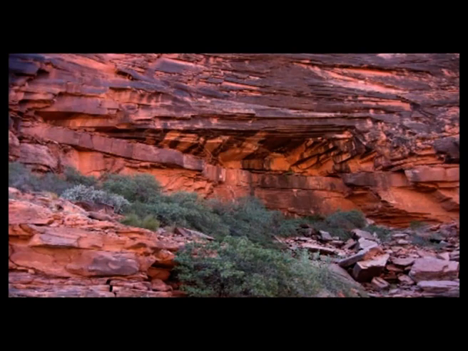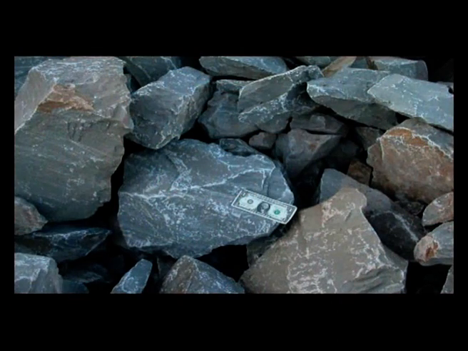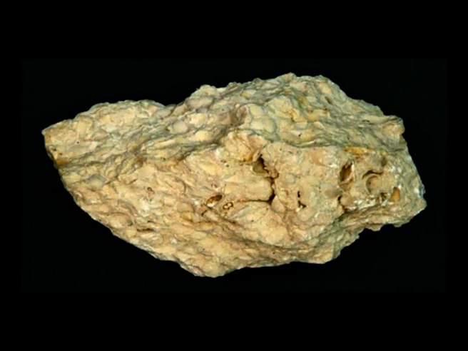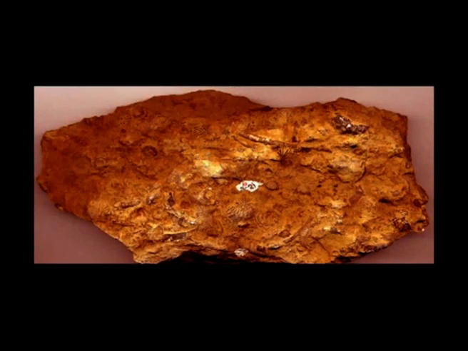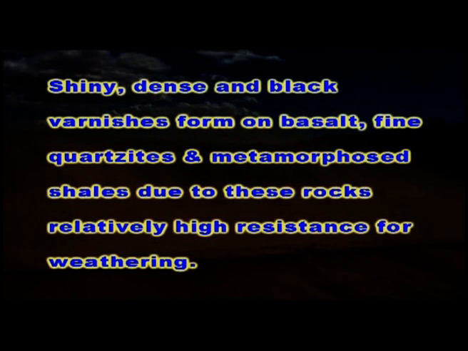retain this desert varnish. Limestones, for example, typically do not have varnish because they are too water soluble and therefore do not provide a stable surface for varnish to form. Shiny, dense and black varnishes form on basalt, fine quartzites and metamorphosed shales due to these rocks' relatively high resistance for weathering.